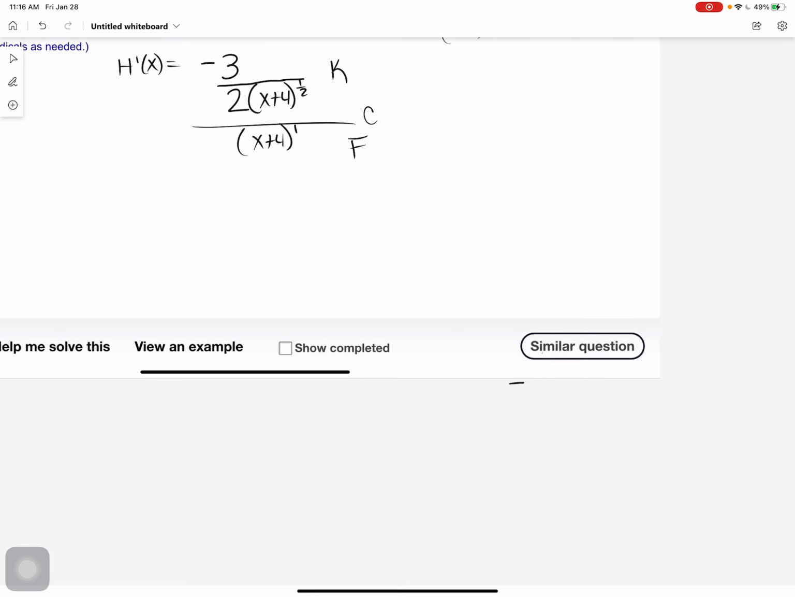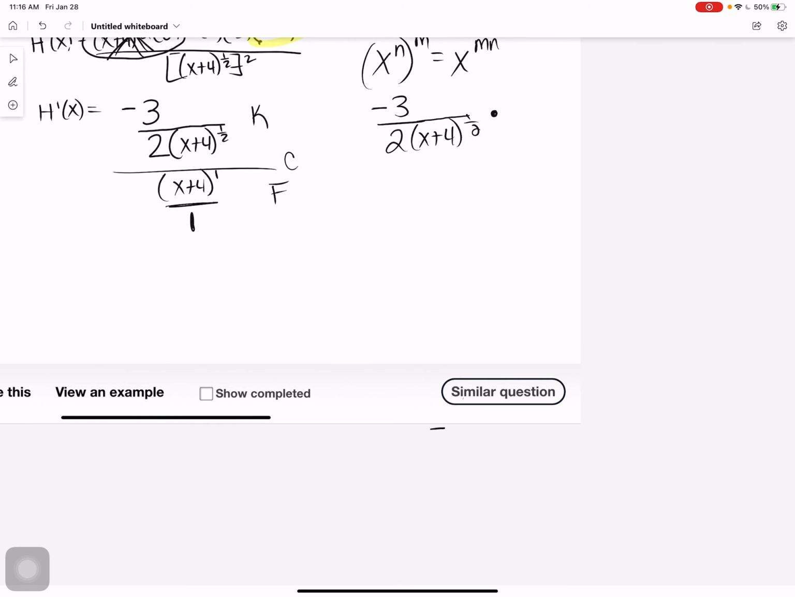So if I rewrite this, the keep means I'm going to keep that numerator the same. That's -3 divided by 2 times x plus 4 to the 1/2 power. So I keep that the same. I'm going to change that division to multiplication, and I'm going to flip the x plus 4. Now that's x plus 4 to the first power, right? We simplified that. But if I flip that, remember there's a 1 up under there, even though you don't see it, and even though we don't write it, it's there. So if I flip it, it will look like this.